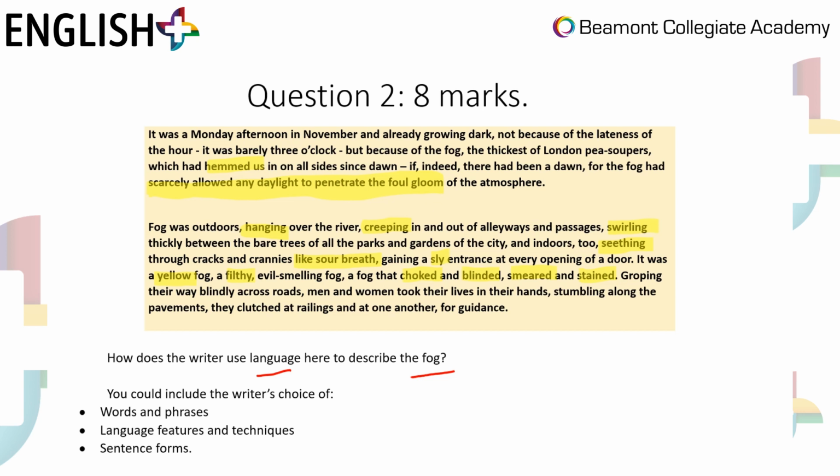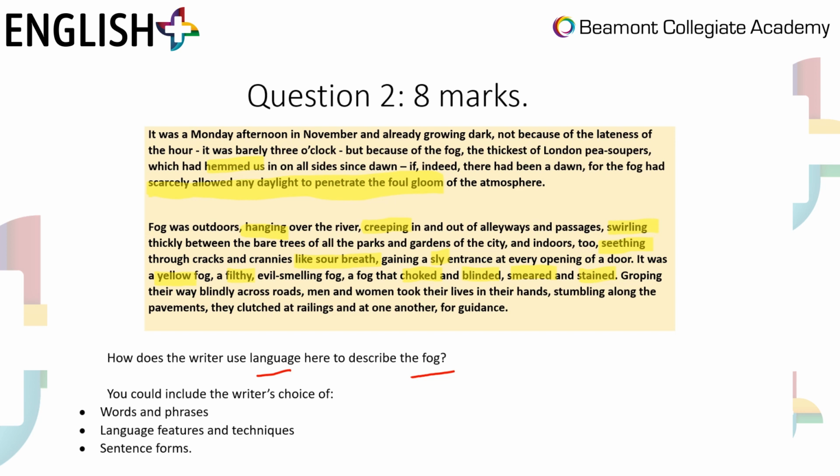The fact that it hemmed them in on all sides, I thought suggests that the fog was almost trapping them. It was bullying them. It was powerful. It didn't allow any daylight to penetrate the gloom. So I thought that idea of the fog almost like keeping them in darkness, being an intimidating, bullying force. I think the idea of it, you know, not letting daylight through as well.